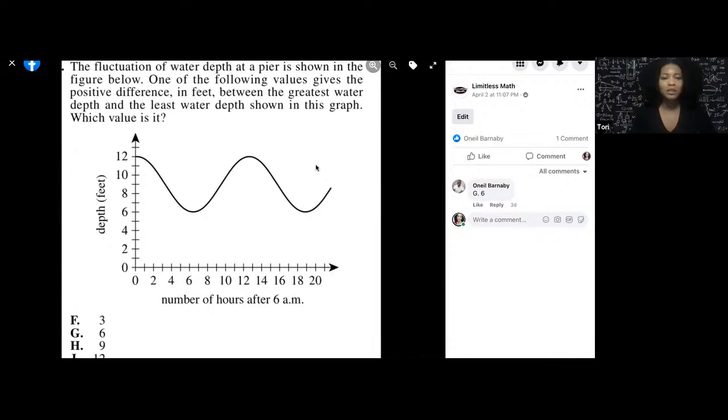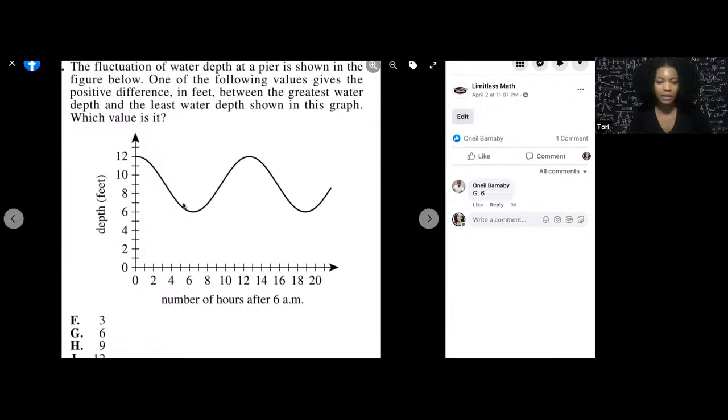Okay, so the fluctuation of water depth at a pier is shown in the figure below. One of the following values gives the positive difference in feet between the greatest water depth and the least water depth shown in this graph. Which value is it? Okay, it says one of these answer choices gives the positive difference in feet between the greatest water depth and the least water depth shown in the graph. Okay, so we need to know what is the greatest and the least water depths.